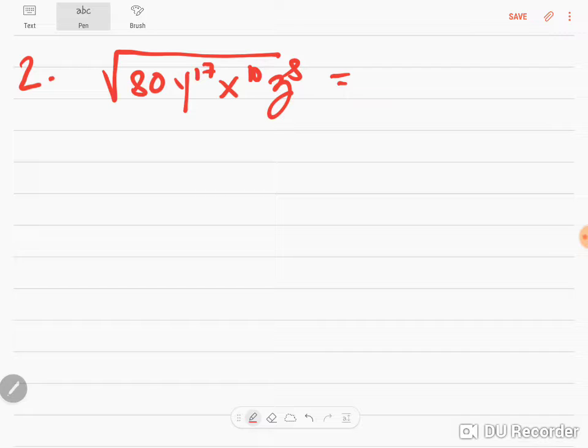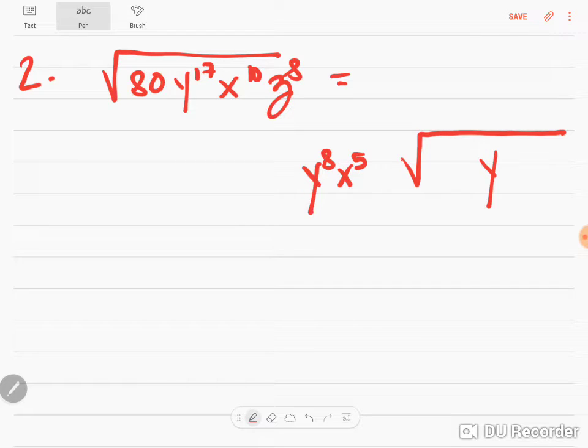All right, I'm not going to do all that stuff like I did before. I'm just going to talk you through it. So y to the 17th is an odd number. 17 is odd. So if I go 1 down, I have 16. 16 divided by 2 is 8. So I have y to the 8 on the outside with 1 y remaining. All right, so then I go to the x. 10 divided by 2 is 5. I have no remainders, so I have x to the 5th outside.